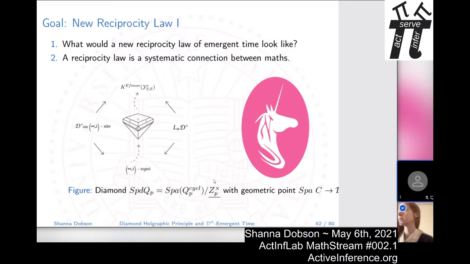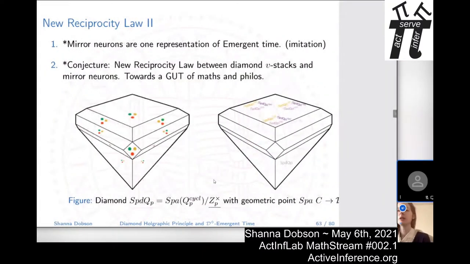Emergent theories of time are tricky and hard. So if you have this new reciprocity law, if you actually could connect the diamonds... I'm really interested in the mirror framework. If mirror phenomena are actually how you're interacting, then when people ask, what is the now? Is it just your mirror system imitation?